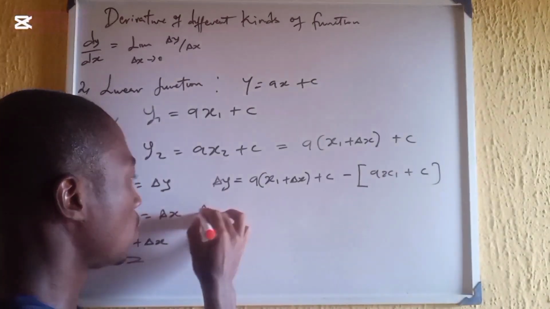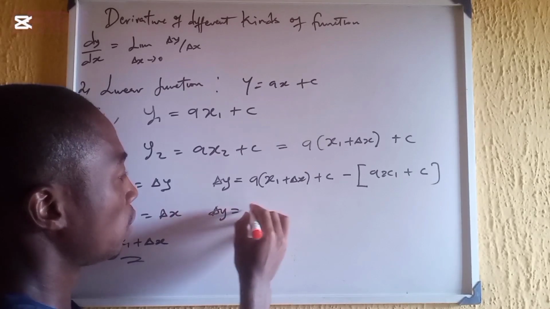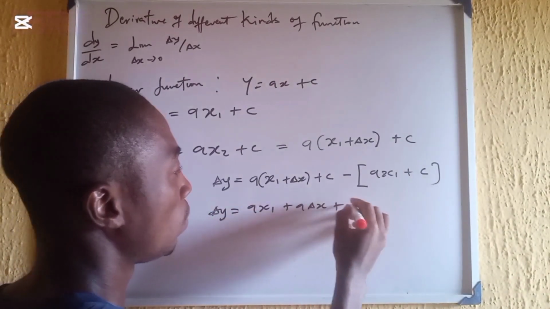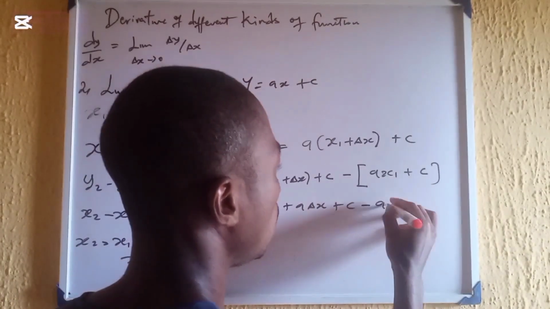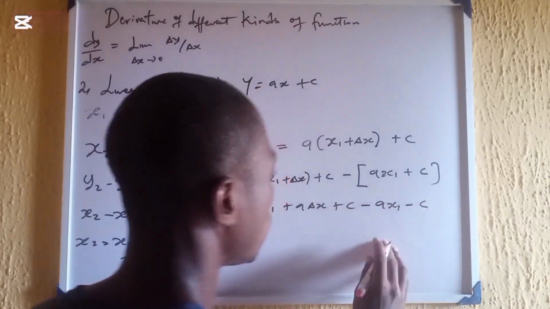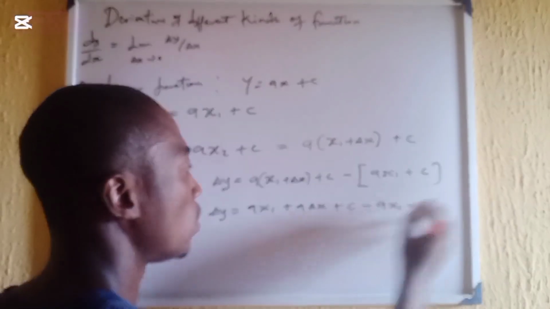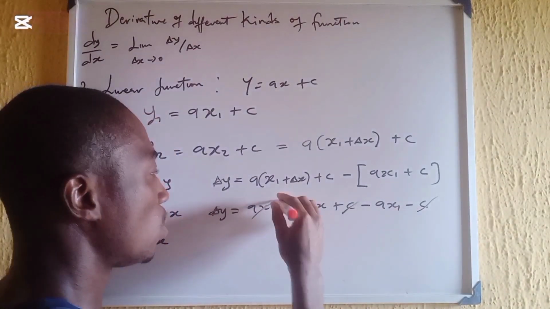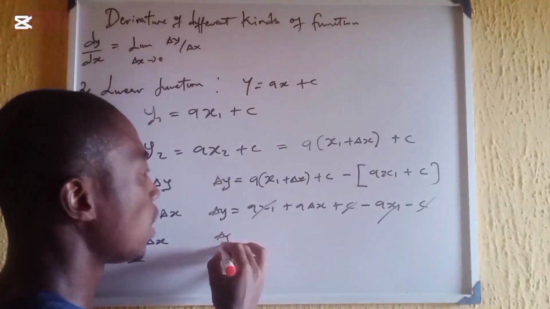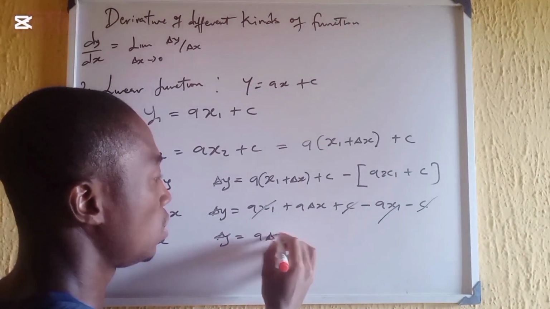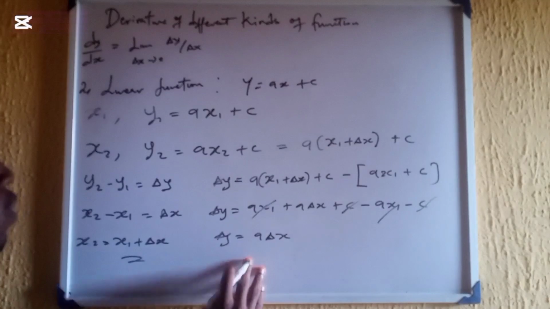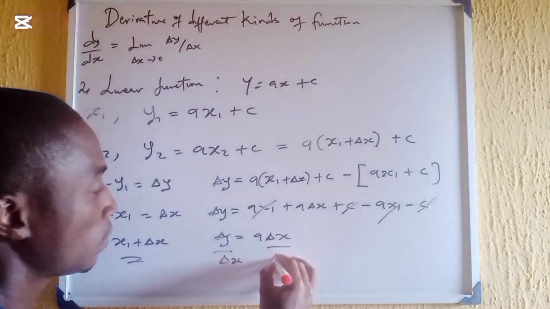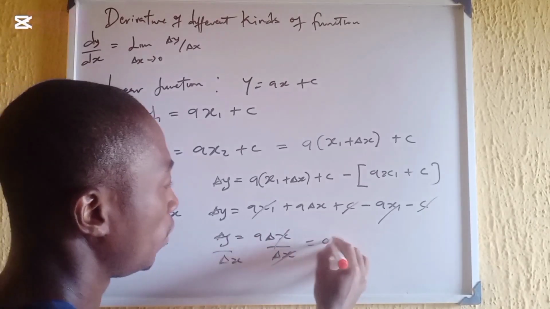Let's open this bracket and see what we have. So change in y is equal to ax1 plus a change in x plus c minus ax1 minus c. c minus c gives us 0, so these two are out. ax1 minus ax1 gives us 0, so these two are out. Change in y is equal to a change in x. So we're looking for change in y over change in x. So divide by change in x. You're having a.